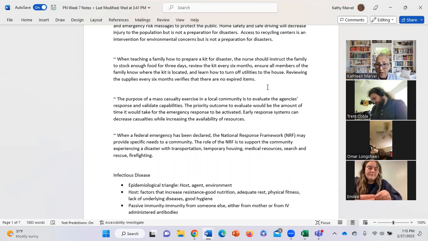Okay, certainly we've all heard about FEMA, right? Federal Emergency Management, right? They're obviously going to be involved. Okay, but what's the National Response Framework? Their role is to support the community experiencing a disaster with several things: transportation, temporary housing, medical resources, search and rescue, and firefighting. So you do need to know about the National Response Framework and what services they provide to communities.